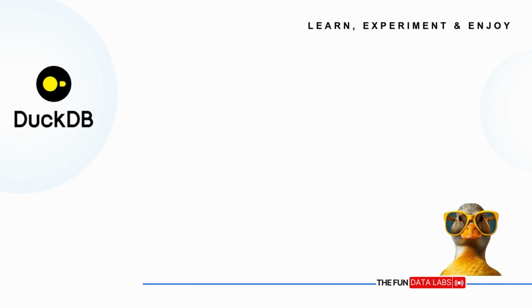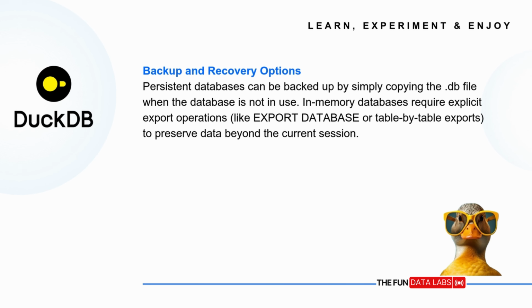Let's talk about backup and recovery options, which are often overlooked until you actually need them. Persistent databases can be backed up by simply copying the .db file when the database is not in use. It's a straightforward process that's easy to automate. In-memory databases require explicit export operations to preserve data beyond the current session. You might use commands like EXPORT DATABASE or export tables individually to files.